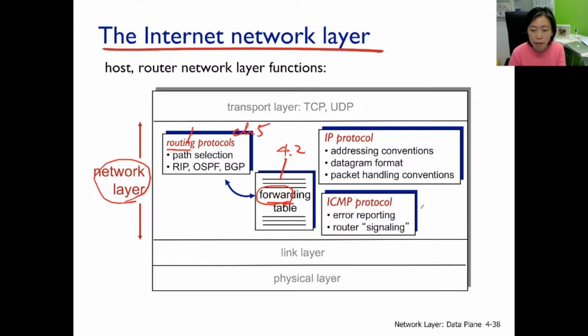Another thing we'll talk about in Chapter 5 is ICMP. This is one of those management protocols. Just like routing, management is also one of the control plane functions. So we'll be talking about ICMP later in Chapter 5. What's left in Chapter 4 is just this, the IP protocol.